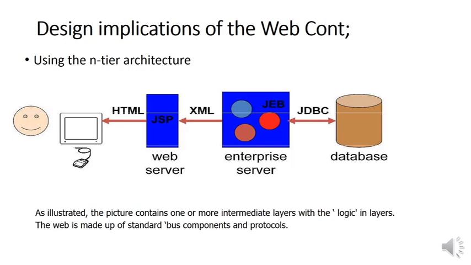Using the n-tier architecture, the HTML, the XML, and JDBC, web server, enterprise server, and database, as illustrated, the picture contains one or more intermediate layers with the logic in layers. The web is made up of standard bus components and protocols.